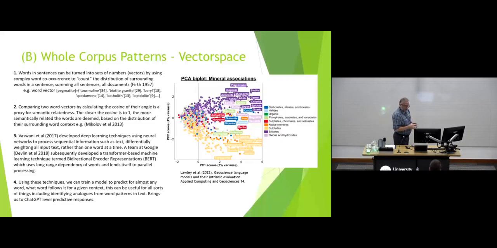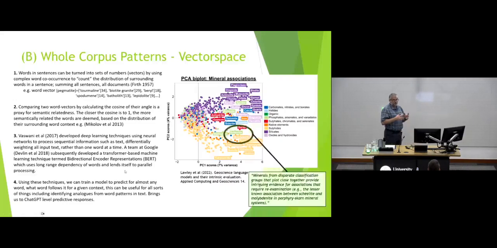And this is connecting with Mark's presentation. This is also from Lawley. They took a couple of hundred thousand mineral reports from Natural Resources Canada and clustered minerals just based on their word vectors, then flattened it using principal component analysis. So you can see here where we've got a couple of minerals from disparate classification groups, scheelite and molybdenite, which could have some implications for porphyry skarn mineral deposits. So, data-driven discovery, just by the patterns of words in text.